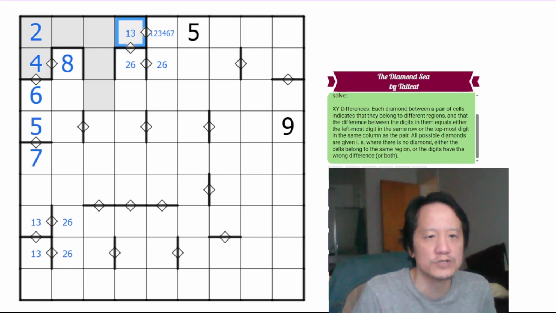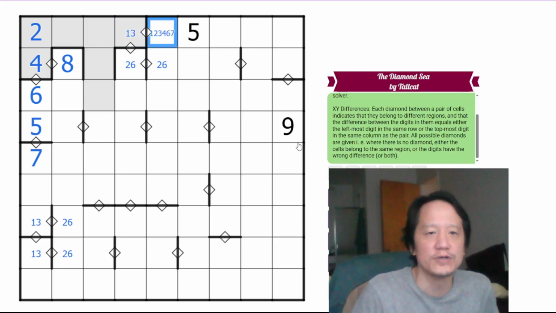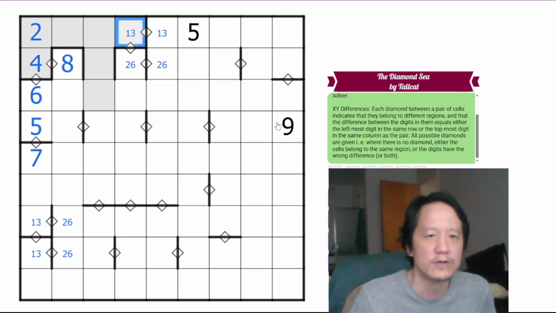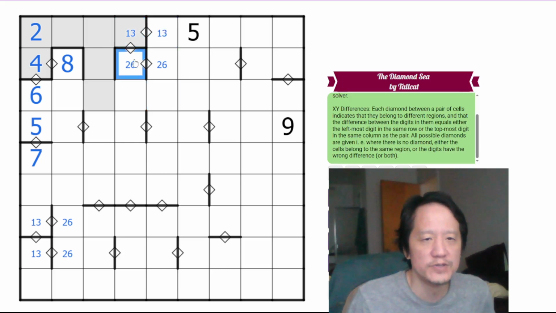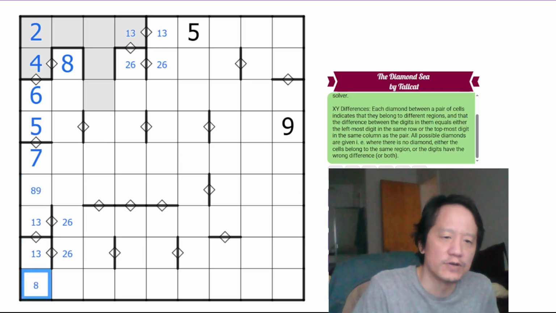This actually works here, then. This is a difference of 2. So this also has to be 1 or 3 here. This is a difference of 4, 2, and 6. We don't know what this is. Okay, so this is 2 and 6. The rest of row 2. So the rest of column 1 is 8 or 9, right?